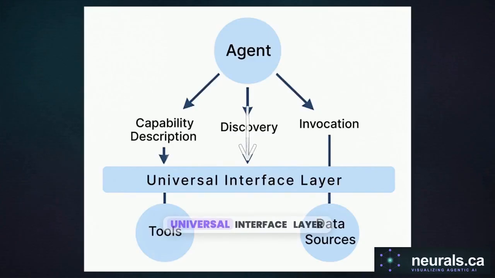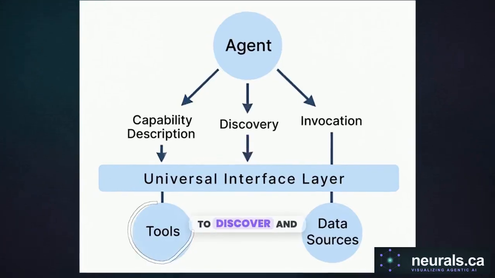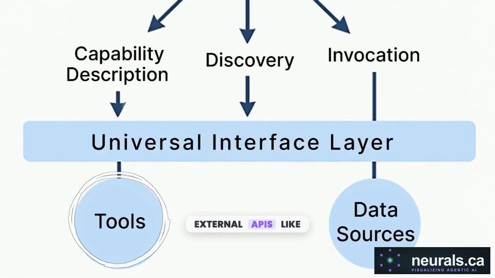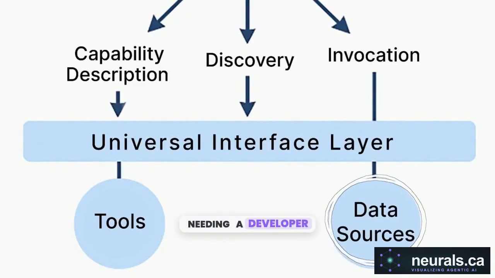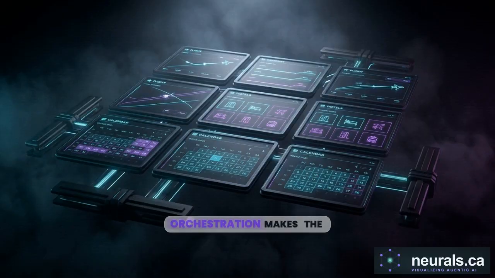The agent uses a universal interface layer to discover and invoke the right external APIs, like flight aggregators and hotel databases, without needing a developer to hard-code every single custom integration. This dynamic tool orchestration makes the agent an active digital worker, handling the specific technical handshakes and data formatting that usually require manual human effort.